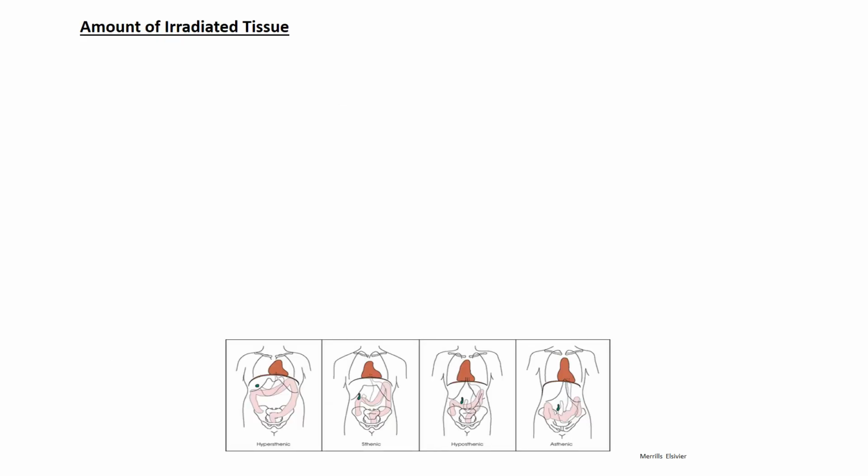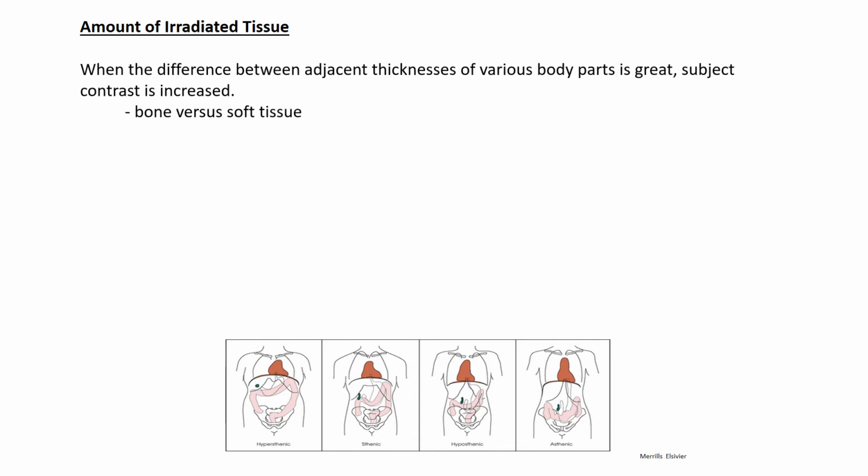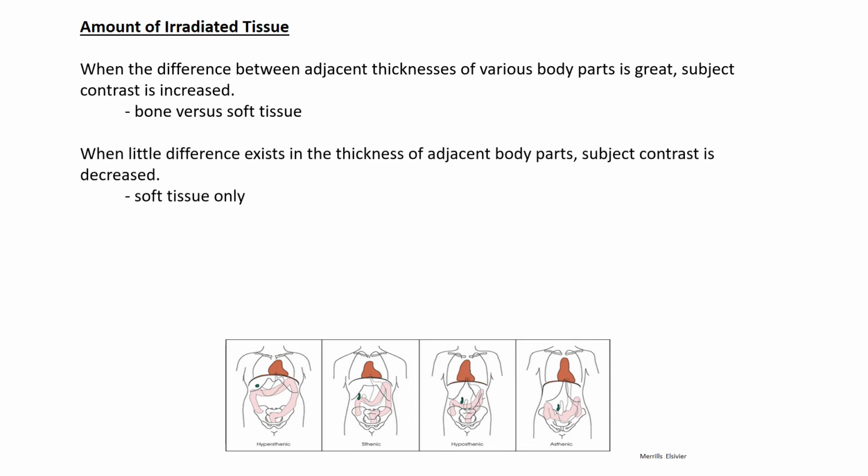The amount of irradiated tissue. How does that influence contrast? When the difference between adjacent thicknesses of various body parts is great, subject contrast is increased. Think of bone, which is very thick and hard, versus soft tissue. When little difference exists in the thickness of the adjacent body part, subject contrast is decreased.